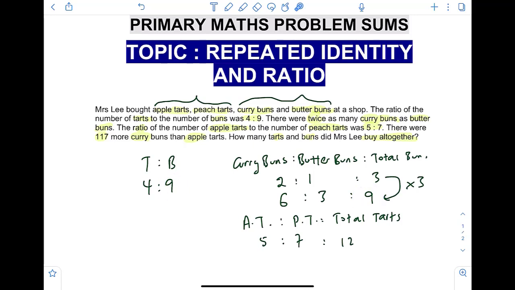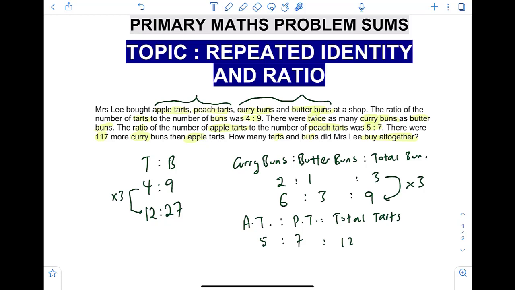Now how about the tarts? Over here is 12, over here is 4. Okay, so we need to make this and this into the same common multiple. So that is actually 4 and 12. Common multiple is 12. So how do we get there? Times 3 here. So we're going to get 12:27. We have a slight challenge now.